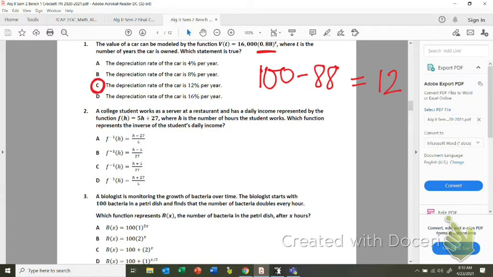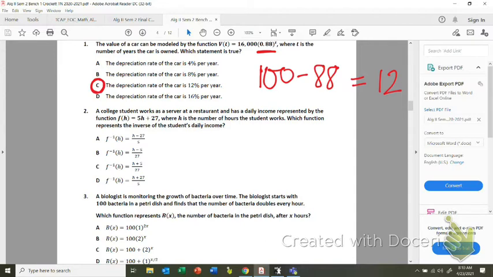All right, number 2 says a college student works as a server at a restaurant and has a daily income represented by the function f of h equals 5h plus 27, where h is the number of hours the student works. Which function represents the inverse? So what are we looking for in this problem? The inverse, okay? How do you find the inverse? Before you solve, you have to do what with x and y? You have to swap them.